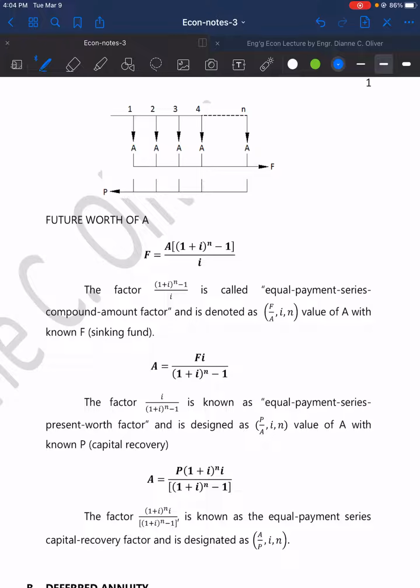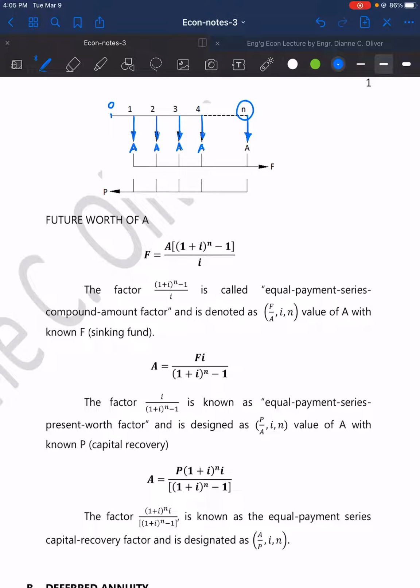Okay. So let's consider this as the year zero or the origin. So here after the first year, so 1 year has passed and you can have here the first payment A, the second year, the second payment of A, the third year, the third payment of A, the fourth year, the fourth payment of A, and so on and so forth until you reach the last payment period and you pay there the last amount of A.